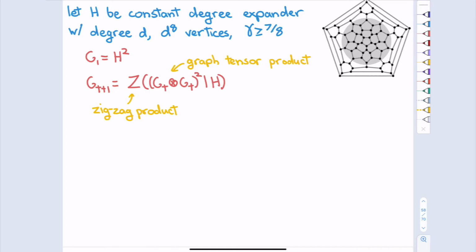All right, so G1 is just going to be H squared. Now, in general, given G_t, how do I make G_{t+1}? I haven't defined this yet, but I'm first going to take the tensor product of G_t with itself, and we'll define what that means momentarily. It's sort of like a product graph, and it's pretty intuitive. Then I'm going to power it. So whatever that tensor graph is, I'm going to take all the two-step walks, look at that graph, and then I'll do a zigzag with H again.